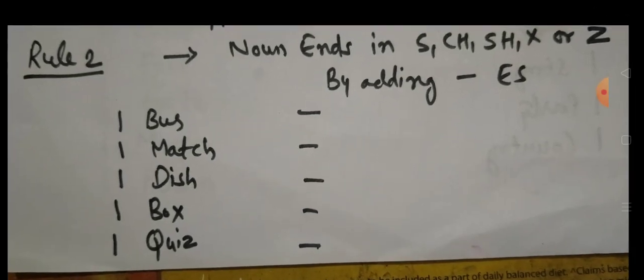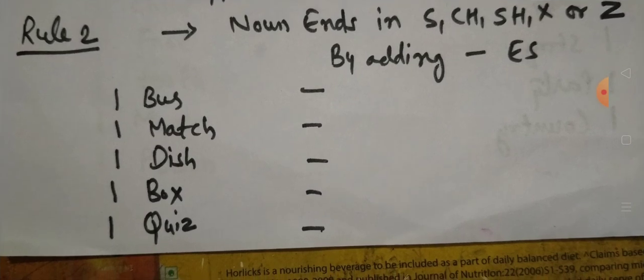In these kinds of nouns, what you have to do, students? You simply add ES at the end. You don't have to remove anything. You don't have to add another s or anything. You simply add es to these nouns just to make your nouns plural. So here you can see the changes.